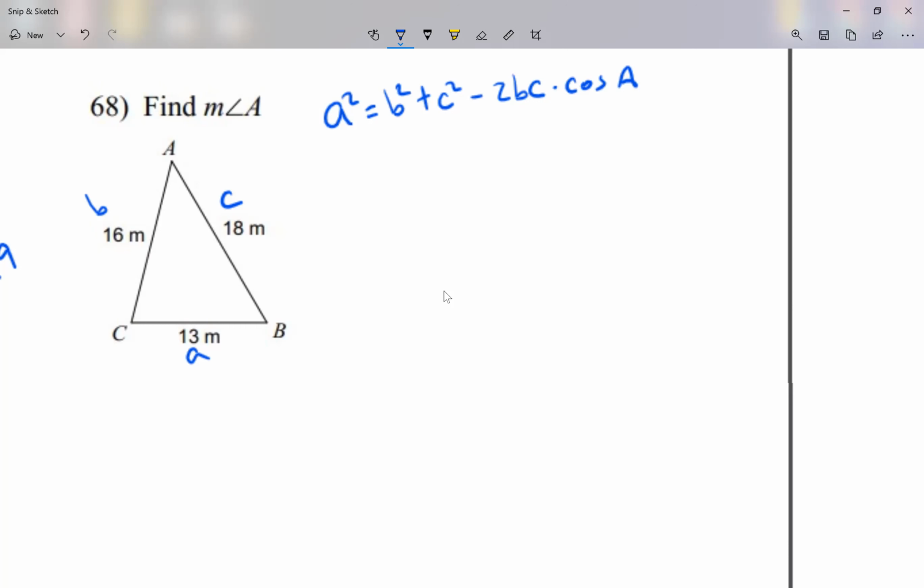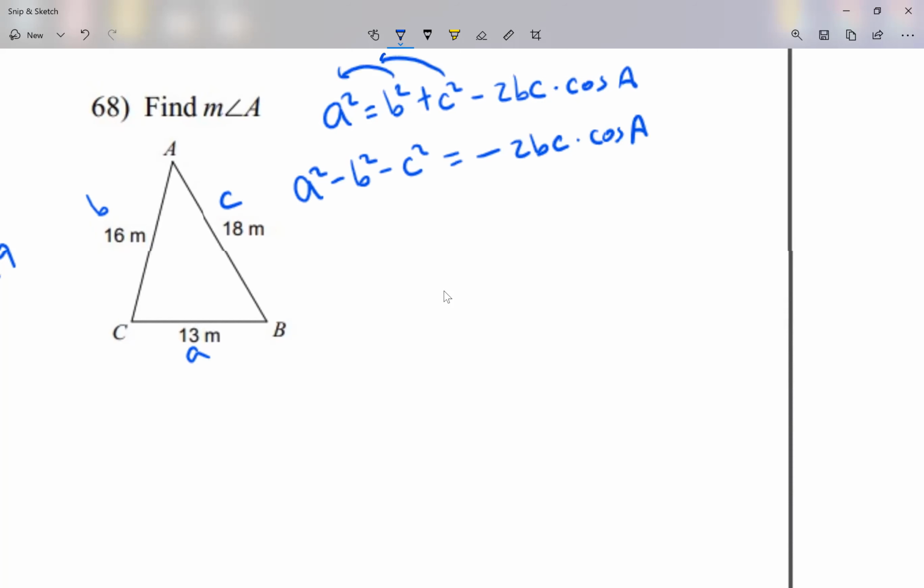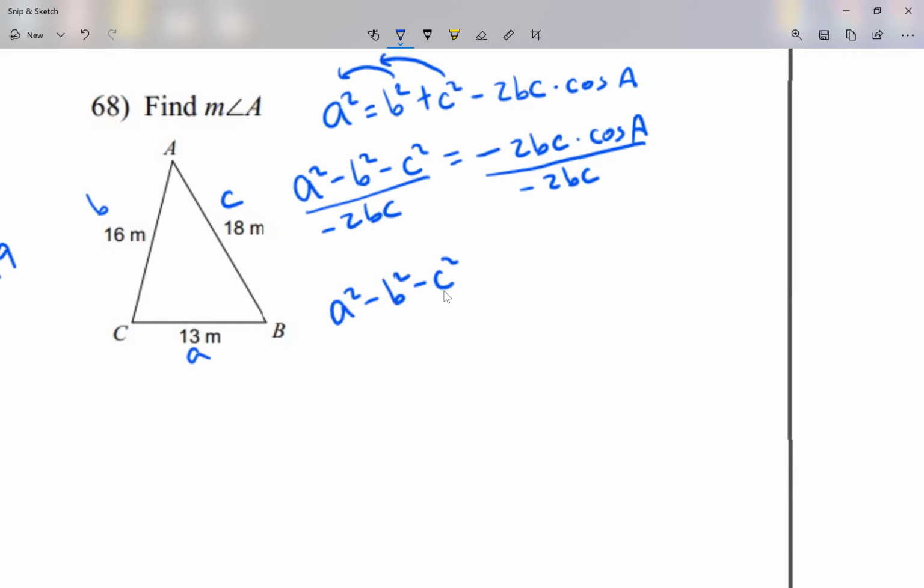Let me play with my formula first. I'm gonna say that A squared minus B squared minus C squared is equal to negative 2 BC times cosine of A. If you notice, all I did was I moved the B squared and the C squared to the left side. So let me divide both sides by negative 2BC. So I'm gonna say A squared minus B squared minus C squared over the negative 2BC is equal to cosine of A.